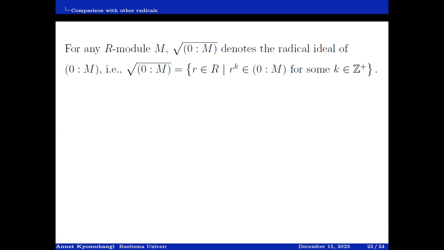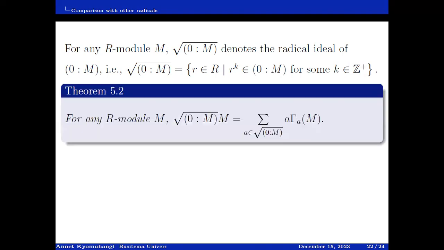Next, we look at the radical ideal, which is denoted by this. That is the radical ideal of this, just the collection of elements of the ring for which r^k belongs to this, or for which these powers are inherited by M. So looking at that, applying the radical ideal onto M, we find that it is actually equal to the sum of Λ_Γ_a(M) over all these elements that belong to the radical ideal of 0_M.